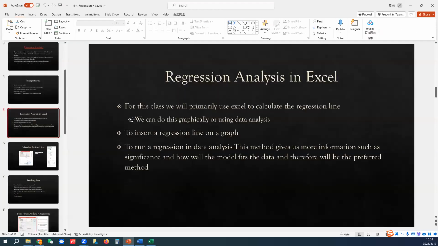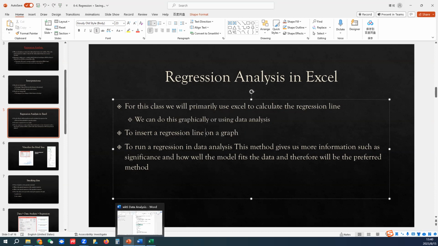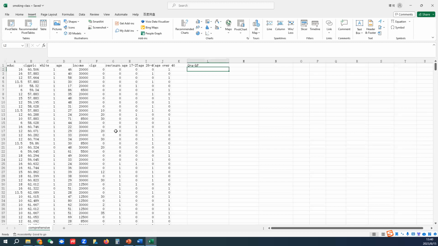So here we're going to be talking about regression analysis with Excel as the tool. The first thing that we're going to do is to graphically capture the relationship between two variables. So let's look at this example, the smoking example, the smoking data used for a class, that's the one that I'm working on.